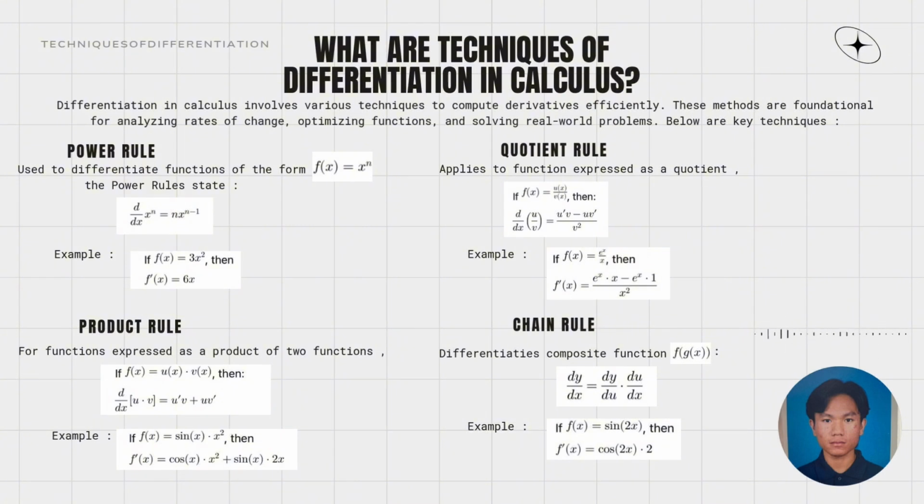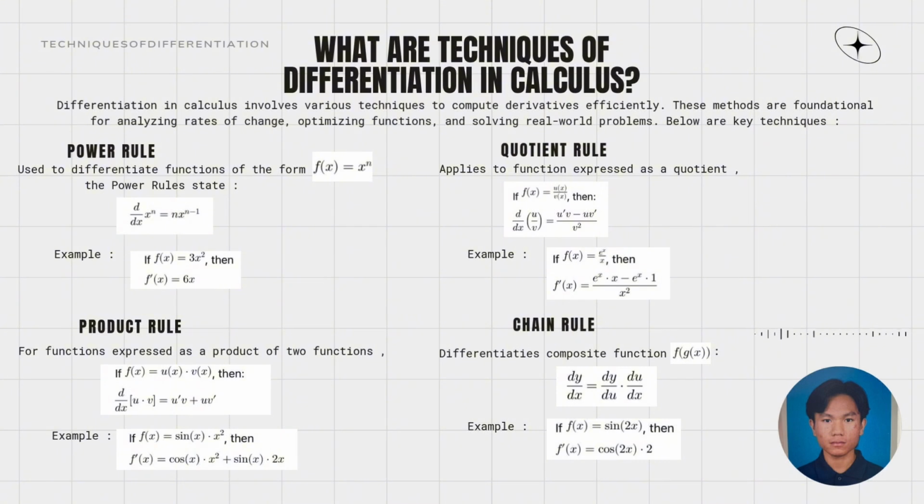Power rule is used to differentiate functions of the form f(x) equals x to the power of n. The power rule states d over dx of x to the power of n equals n x to the power of n minus 1. The second is quotient rule. The quotient rule applies to a function expressed as a quotient. If f(x) equals u over v, then the derivative is u prime v minus u v prime over v squared.